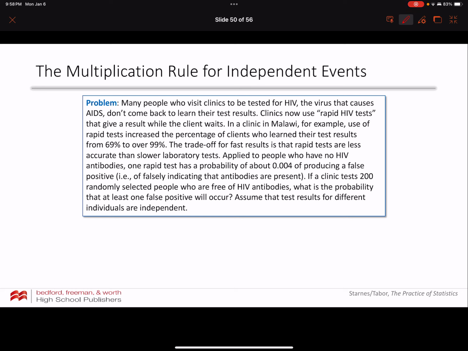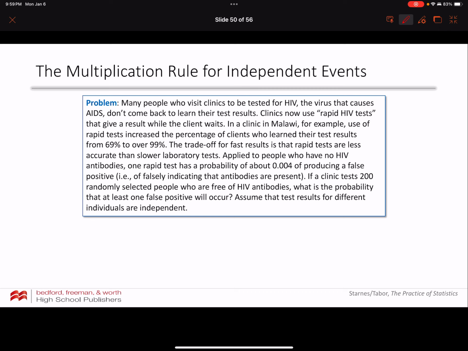I'm going in to take this rapid test and I don't actually have HIV. I don't, right? But the test is showing me that I do. How often does that happen? It's not very often. It's less than 1% of the time, right? It's less than 0.5% of the time. But it happens. So if a clinic tests 200 randomly selected people who are free of antibodies, what is the probability that at least one false positive will occur?